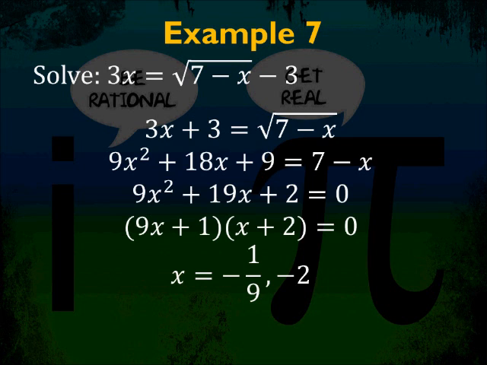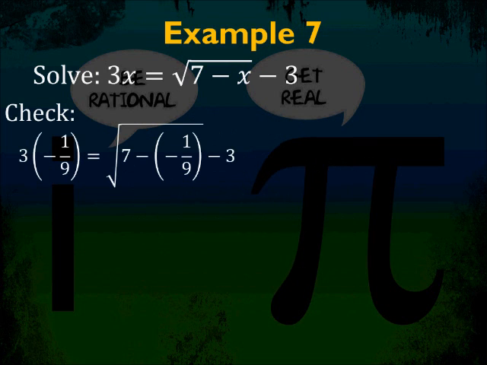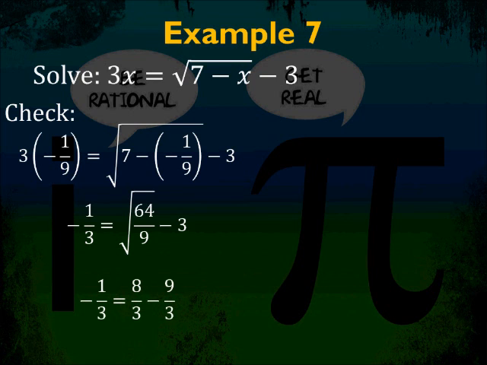Finally, we're going to have to check both answers again. Let's plug in the negative 1/9 first. Does that equation hold true? Let's plug it in. We have negative 1/3 on the left, radical 64 over 9 minus 3, and indeed 8/3 minus 9/3 equals negative 1/3. So negative 1/9 checks out.